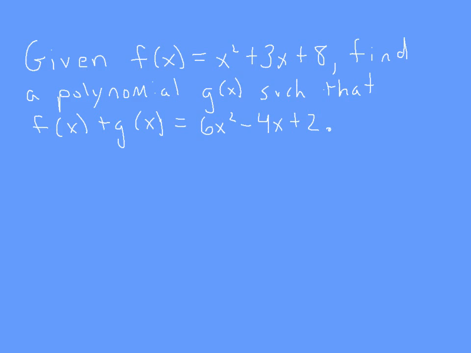In this example, we're going to look at what happens when I am given 2 polynomials and I need to find a third. So in this one, given f of x equals x squared plus 3x plus 8, find a polynomial g of x such that f of x plus g of x will equal 6x squared minus 4x plus 2. Well, if I think about what we know about inverse operations, I should be able to take my answer, subtract what I know, and get what I need.